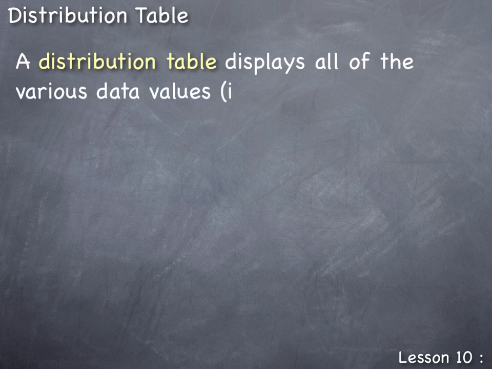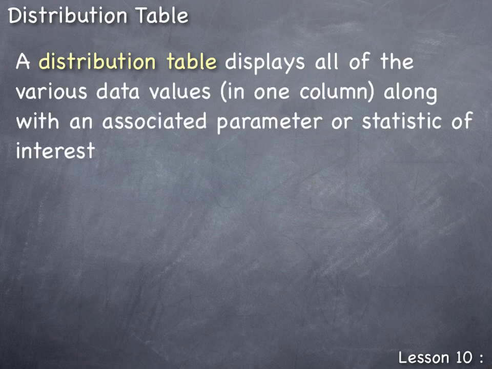Lesson 10, Distribution Table. A distribution table displays all of the various data values in one column, along with an associated parameter or statistic of interest in another column.